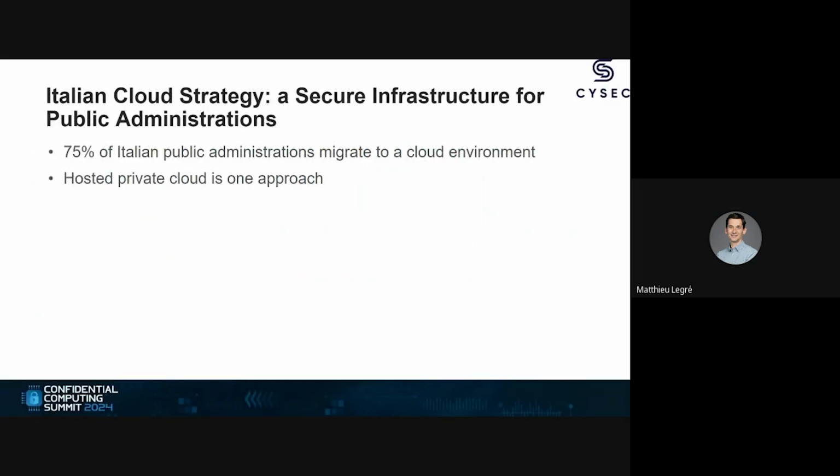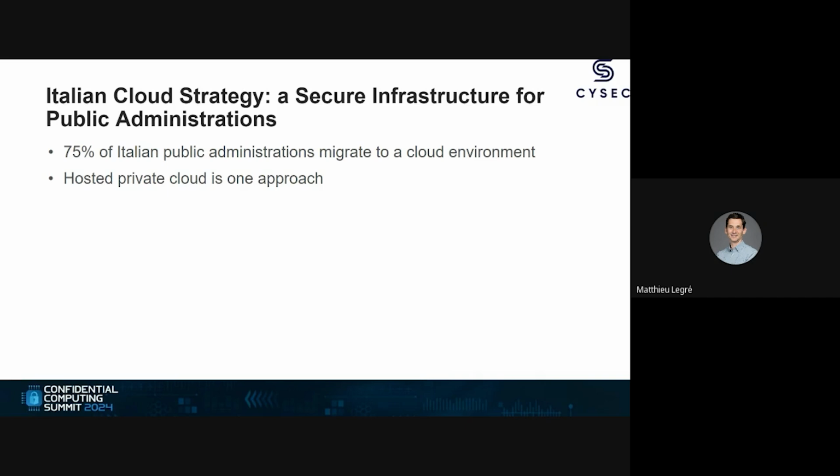So a few words about the use case. The context is that in Italy there is an Italian cloud strategy. And the goal is that all the public administration, or most of them, need to move their IT services, their IT infrastructure, to cloud environments within the next coming years. The number is quite impressive because the Italian government wants about 75% of those public administrations to migrate towards an environment that they don't use today.